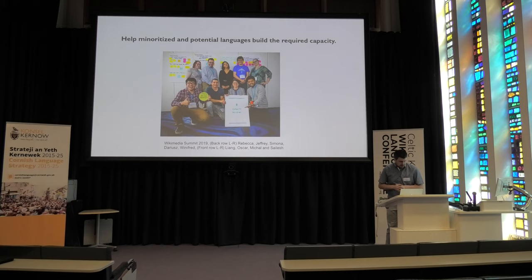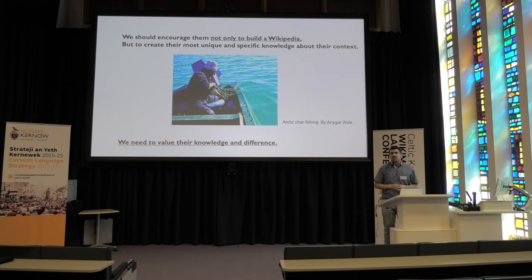And I think that helping minorities and potential languages is a must. We really need to do this to get to the sum of human knowledge. And I think that we need to encourage languages not only to build a Wikipedia, but most importantly, to represent their context, to represent their knowledge, their perspective of the world, because this is really theirs and no one else's. These are the points of view that if they do not share them, no one else will get. And I think this difference is key.